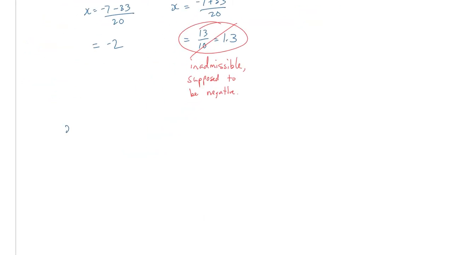Okay, so I've got x equals negative 2. That means 2x is 2 times negative 2, which is negative 4. And 5x is 5 times negative 2, which is negative 10. So these are my two numbers.